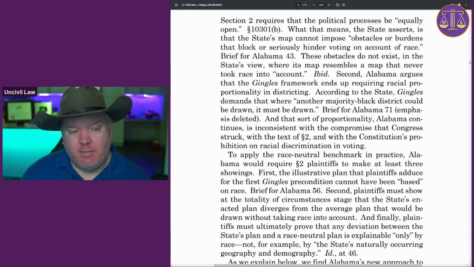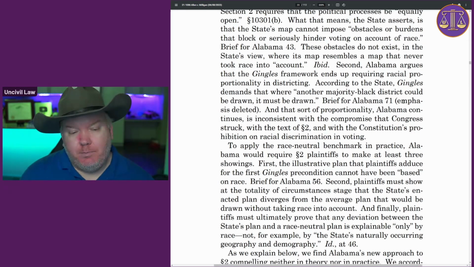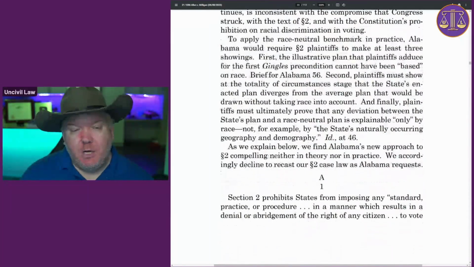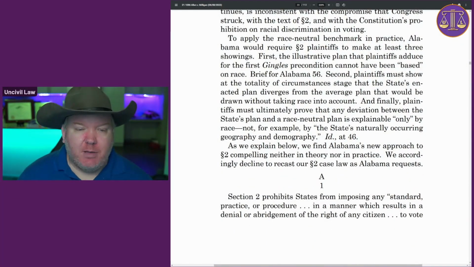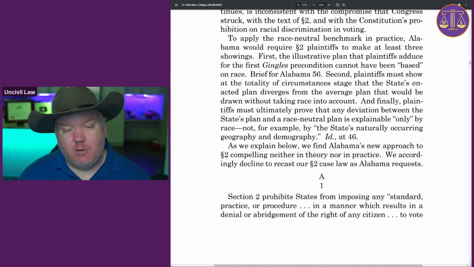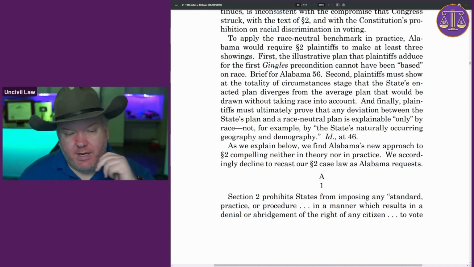To apply the race-neutral benchmark in practice, Alabama would require the plaintiffs to make at least three showings. First, the illustrative plan the plaintiffs adduce for the first precondition cannot have been based on race. Second, plaintiffs must show at the totality of the circumstances stage that the state's enacted plan diverges from the average plan that would be drawn without taking race into account. And finally, plaintiffs must ultimately prove that any deviation between the state's plan and a race-neutral plan is explainable only by race, not, for example, geography and demography. As we explain below, we find Alabama's new approach to Section 2 compelling in neither theory nor practice.